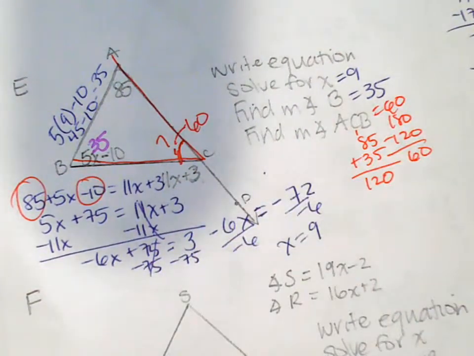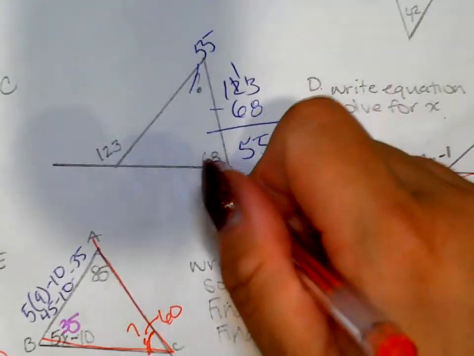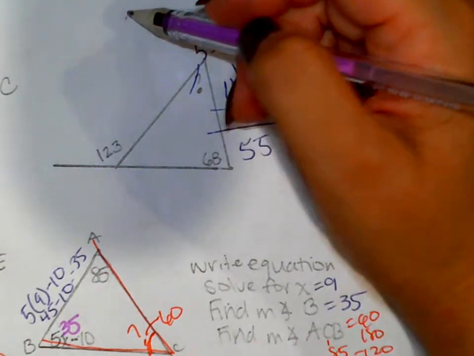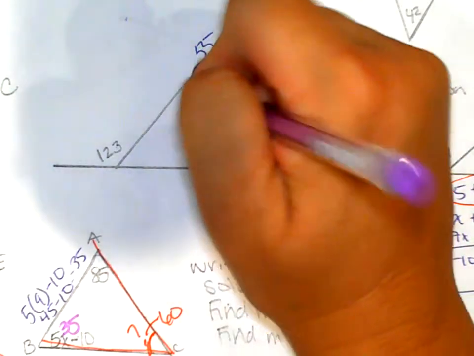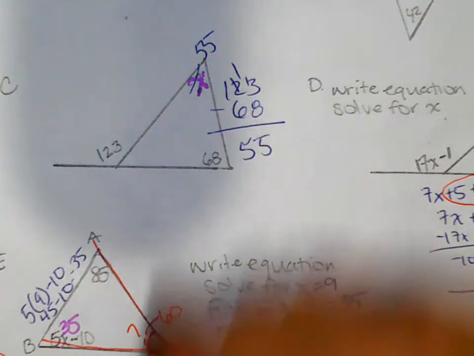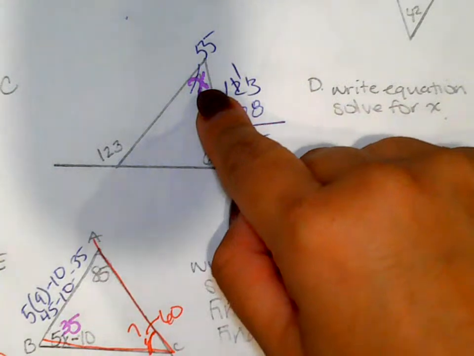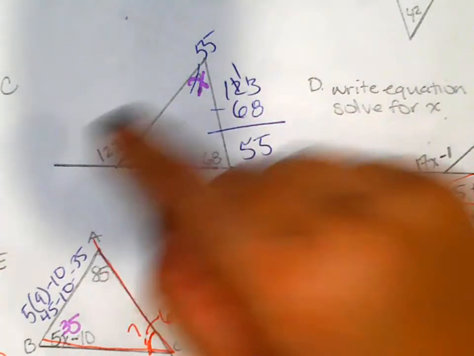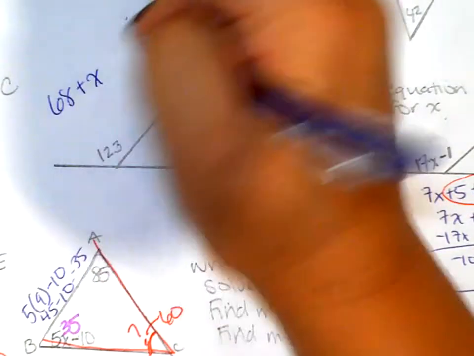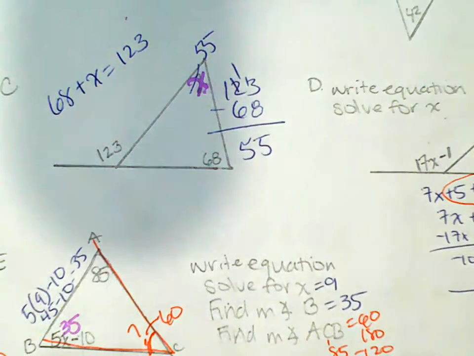Okay, so going back to C. Is this the one you wanted me to do? This guy right here? Instead of this question mark, let's just call this guy X. I know that this guy plus this guy equal the outside guy. So let me write my equation: 68 plus X equals 123. Then I can just solve for X.